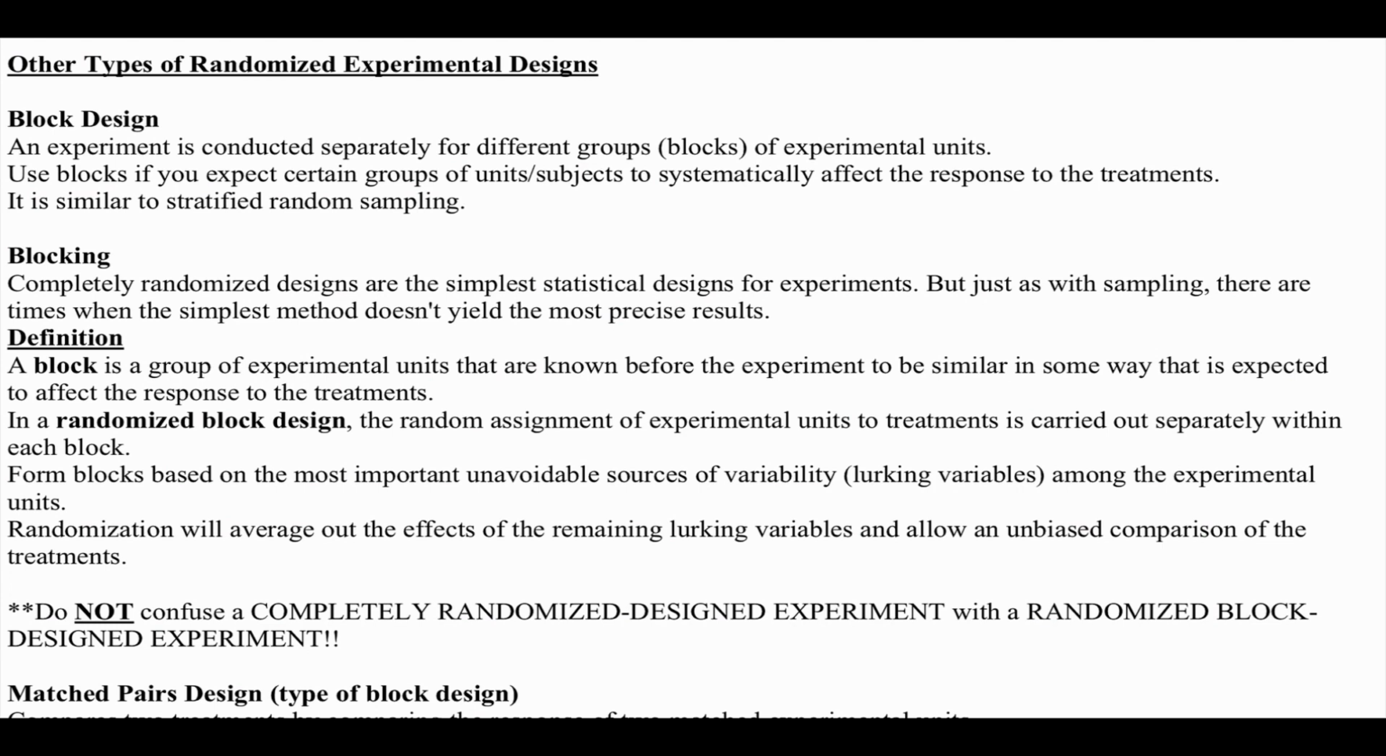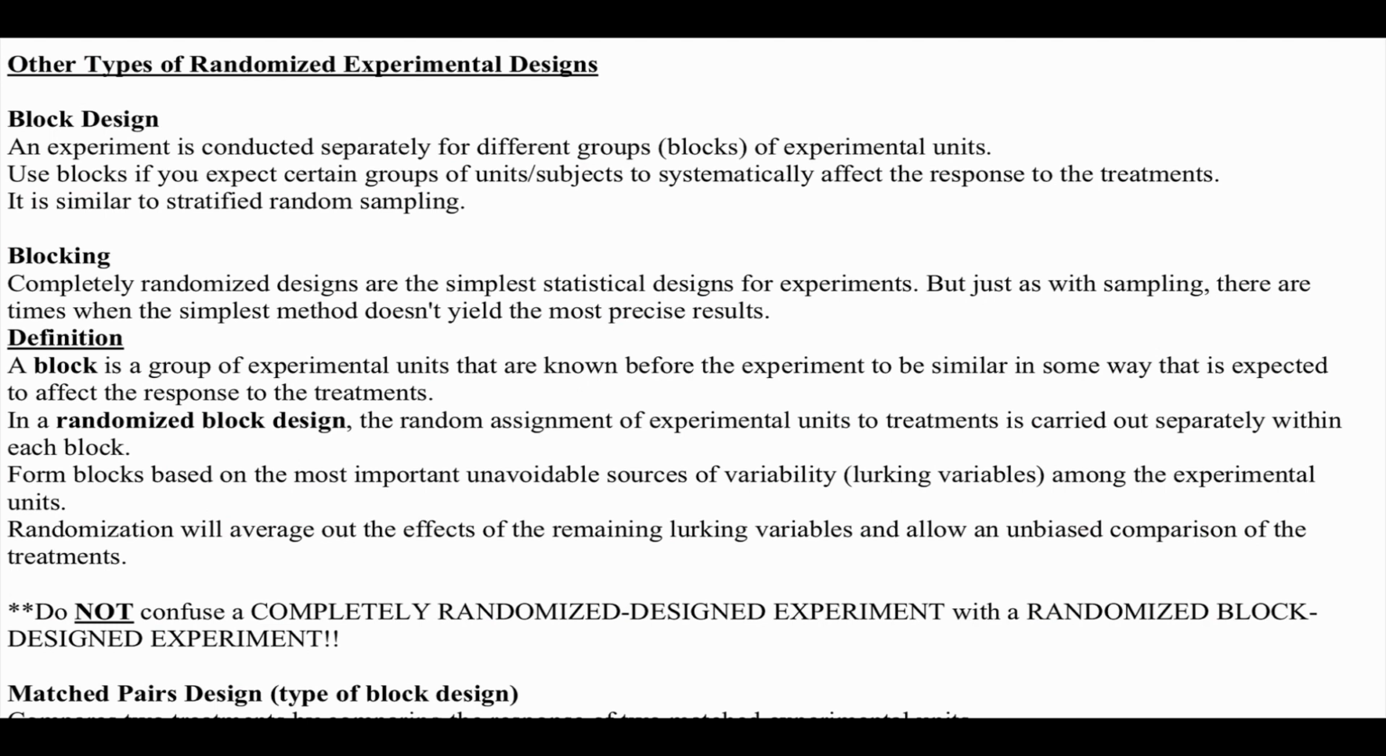Okay? A block is a group of experimental units that are known before the experiment to be similar in one way that is expected to affect the response to the treatments. In a randomized block design, the random assignment of experimental units to treatments is carried out separately within each block. So you form blocks based on the most important and unavoidable source of variability, lurking variables, among the units.